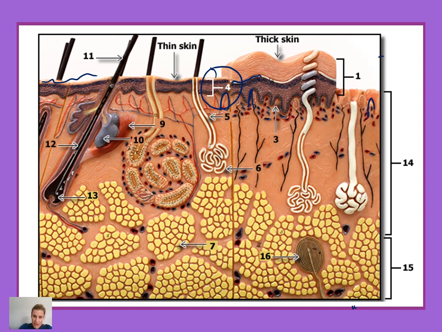The thick skin is over here. It has a really thick stratum corneum. And it has this white line. That's representing the stratum lucidum.